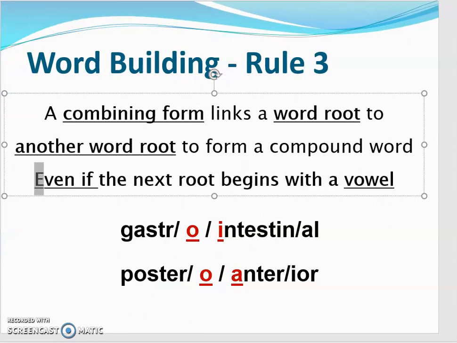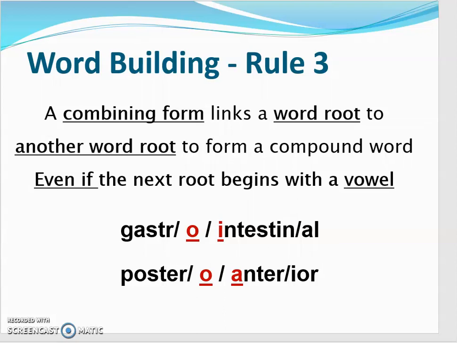Here we go. Word building rule number 3, which has nothing to do with the previous 2. It kind of contradicts them, as a matter of fact. In word building rule number 3, a combining form links a word root to another word root to form a compound word, even if the next root begins with a vowel. Okay, so is that confusing or not? I've often thought that was confusing, but if you work with me, I promise you, you'll get this. Combining form links a word root to another word root to form a compound word, even if the next root begins with a vowel.